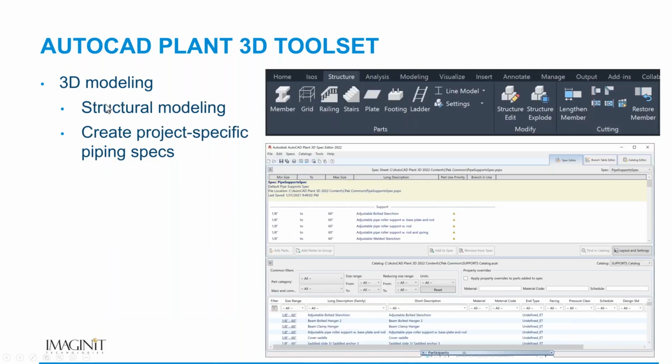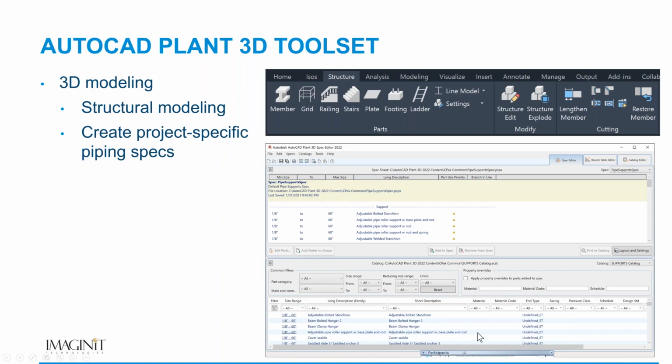Now inside the structural modeling, this is the more important piece. If I go to the structure tab in my Plant 3D, you'll see that I have structural members. I can put up grids, railings, stairs, plate, footings, ladders, and I have all of this information in here, so I can actually use Plant 3D to build up a plant structure to hold my process equipment and things like that. And then I can create project-specific piping specs.